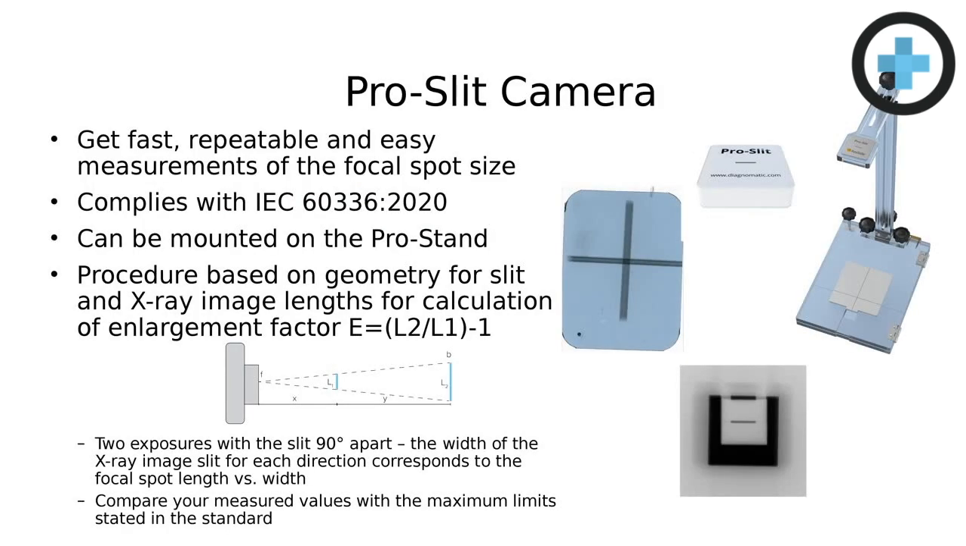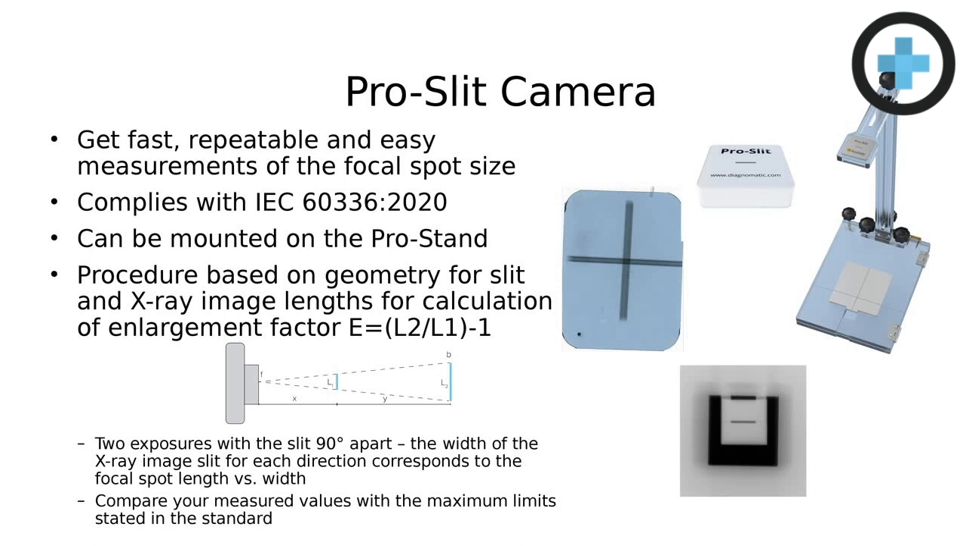So first, we're going to look at the ProSlit camera, which is a way to primarily focus the focal spot size. There are various steps here, but it's a relatively simple tool. The calculations on the back end may be a little more difficult, but I'll walk you through what we're doing setup wise. Since we know the width of the slit, we can get the enlargement factor, measure the slit image width, and then calculate the focal size from that.